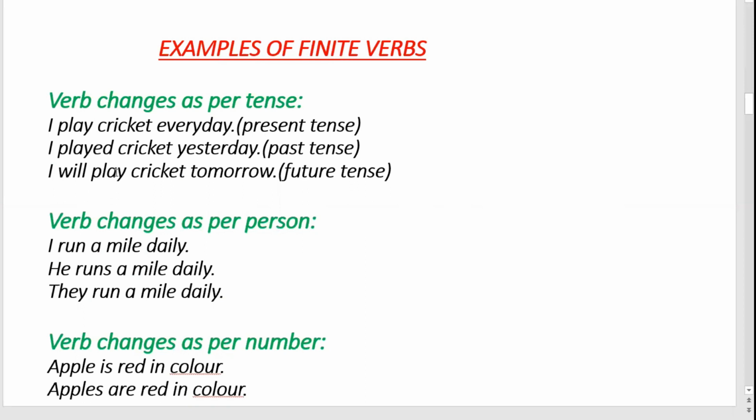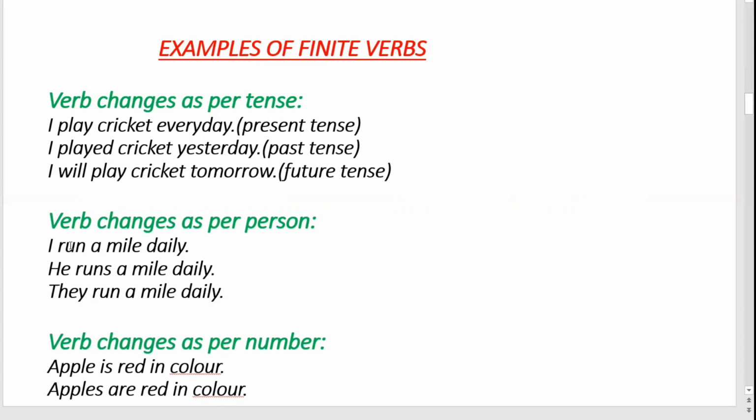These kinds of verbs, which change with the change in the tense of the sentence, are called finite verbs. You can also observe that they are just changing with the change in the tenses here. Most importantly, they are also showing the action here. I, the doer of the action, play cricket. That is why these are called finite verbs.